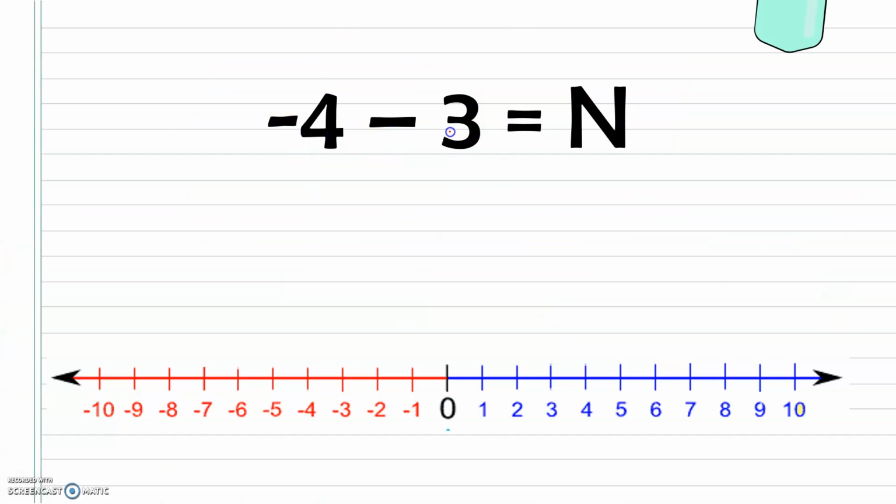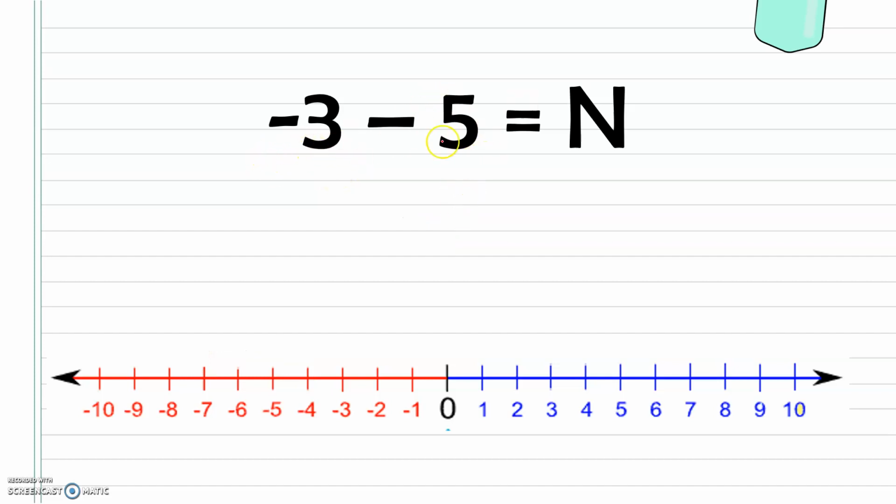Negative 4 minus 3 equals n. Following the steps we mentioned earlier, we will first locate negative 4, which is our minuend, and on the number line, negative 4 is here. From negative 4, we'll be subtracting a positive 3, so that means we'll jump on the number line 3 times to the left. So from negative 4, 1, 2, and 3, we end at negative 7. That means negative 4 minus 3 is equal to negative 7.